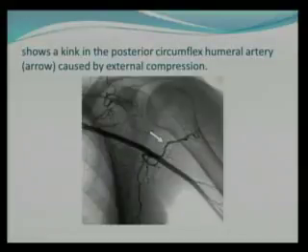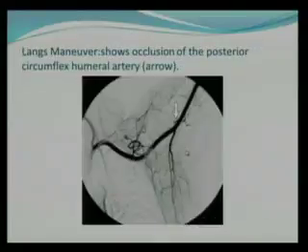It's not a gradual, indolent, long impression on the vessel. It's a very specific impression here, which is showing a kink in the posterior circumflex humeral artery, and this shelf-like effect tells us that this impression is not due to a thrombus inside, it's due to an extrinsic compression. Lang's maneuver. When we did the Lang's maneuver, it shows occlusion of the posterior circumflex humeral artery.